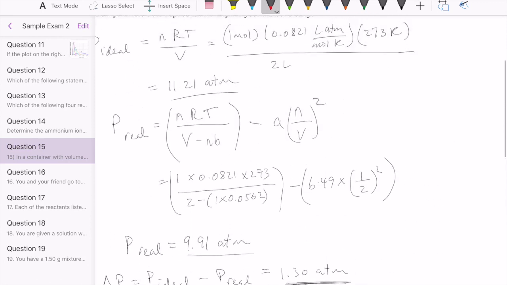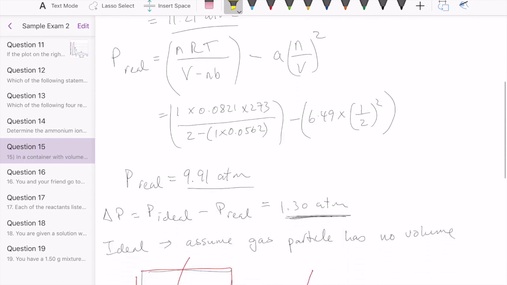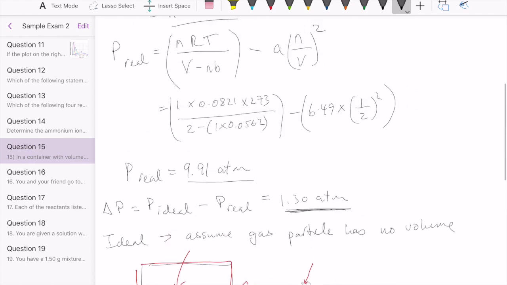In the question, what we're being asked is an increase in volume from 2 to 10 liters. So if there's an increase in volume, that means we're going from the real condition more towards the ideal condition. So in this case, we would expect the gas to behave more ideally as we're going from 2 liters to 10 liters.